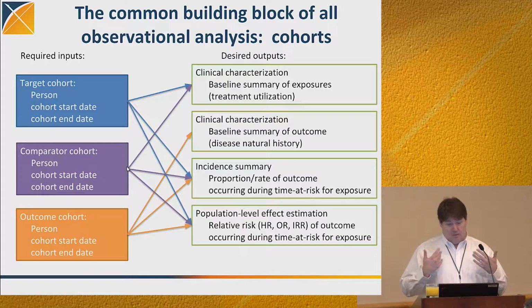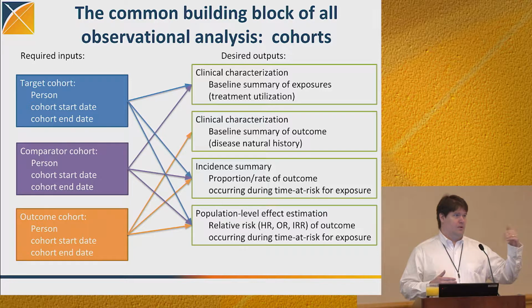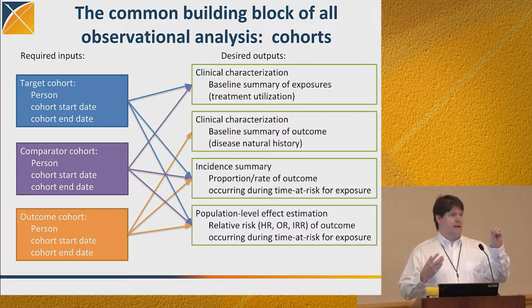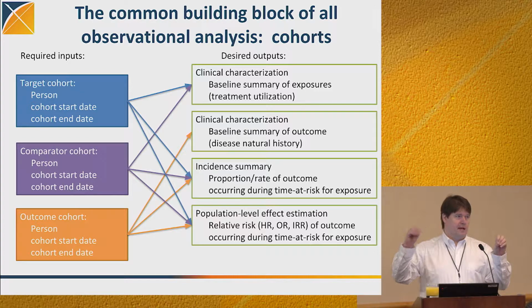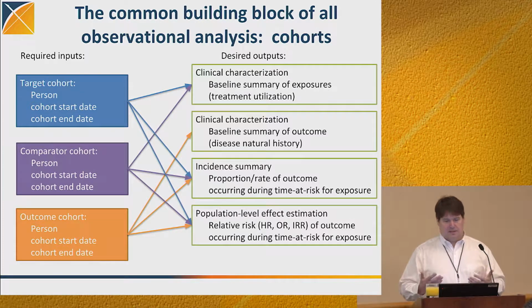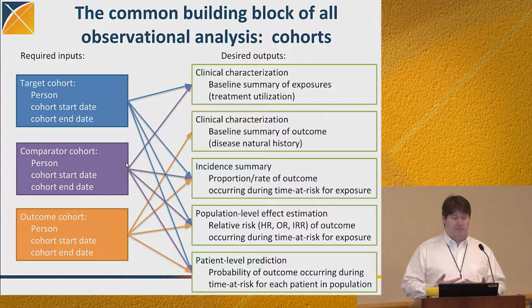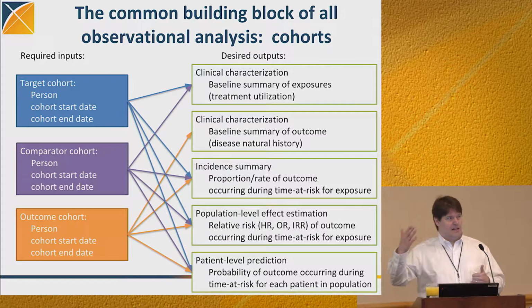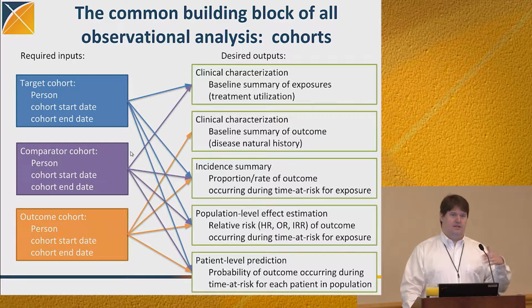You might want to do a population level effect estimation where you take a target cohort and a comparator cohort, you balance them in some mechanism so that they are comparable, look for the outcome, and then calculate the relative risk, either hazard ratio, odds ratio, or incidence rate ratio. And also, questions supported by OHDSI are predictive problems, where you have a target cohort with a certain amount of follow-up time, and you'd like to know if you can predict the likelihood of an outcome within 180 days, a year, something like that. So all these problems involve starting with the cohorts.